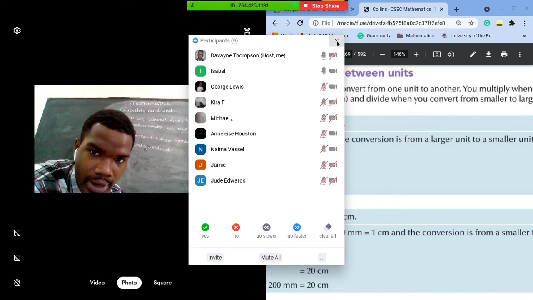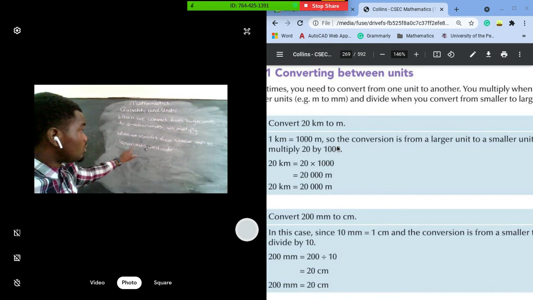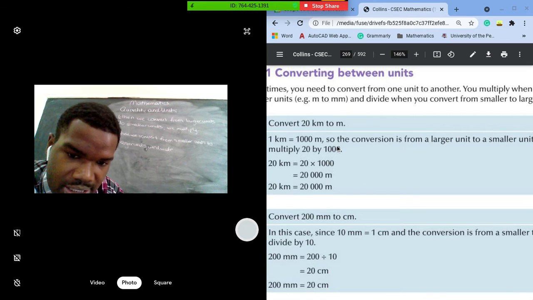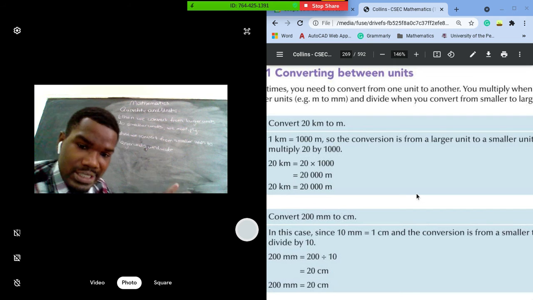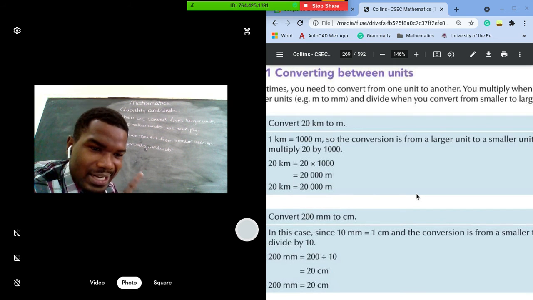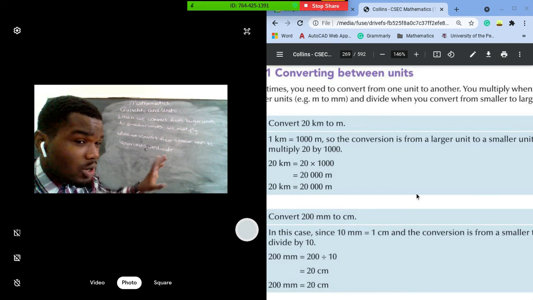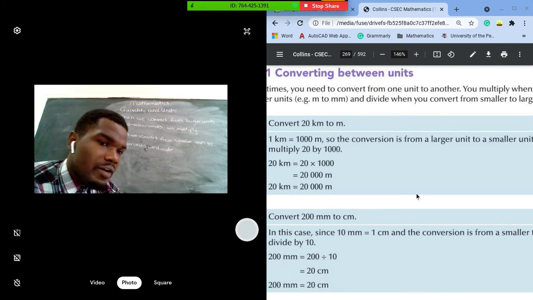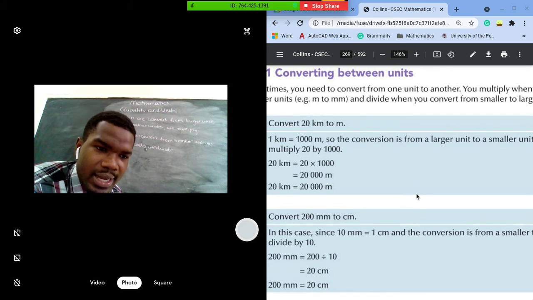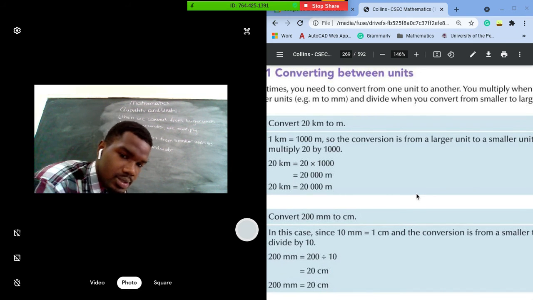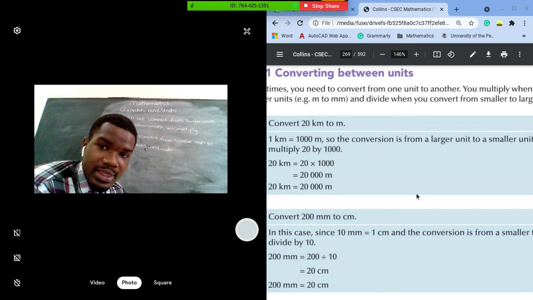Yes, sir. Alright? Let's look at the opposite. What happens when we have a smaller unit such as millimeters and this could be converted to a larger unit such as centimeters? We know that 10 millimeters equals 1 centimeter. But because we're going from smaller to larger, instead of multiplying by 10, we're going to divide 200 by 10. So 200 divided by 10 would be 20, and that's the amount of centimeters we would have if we had 200 millimeters.